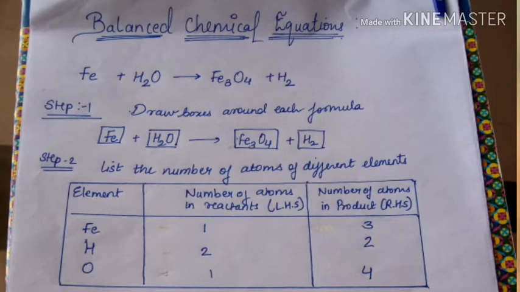Then on both sides there are only 2 hydrogens. Then on the left hand side there is only 1 oxygen, but on the right hand side there are 4 oxygen atoms. So now it's clear that on the right hand side iron and oxygen have more atoms, and there is a law of conservation of mass.